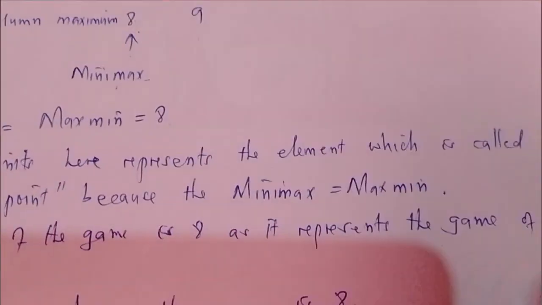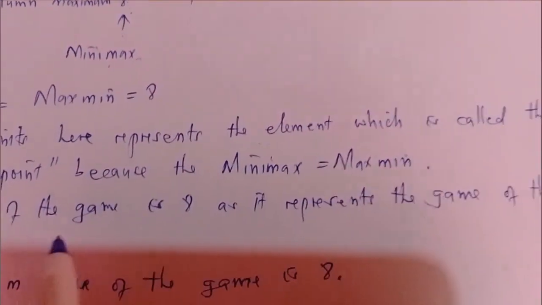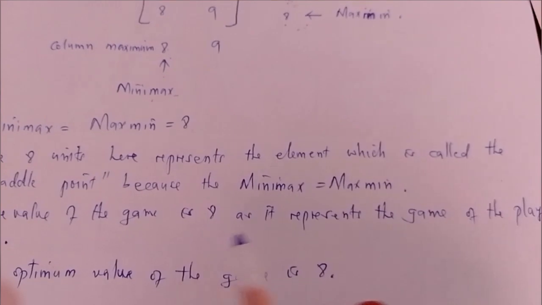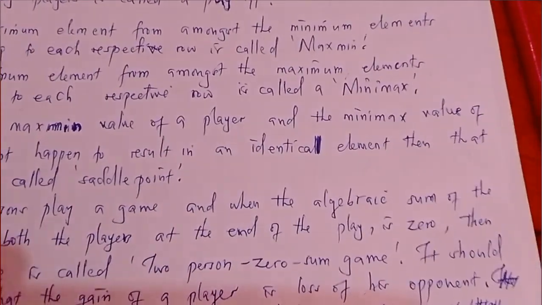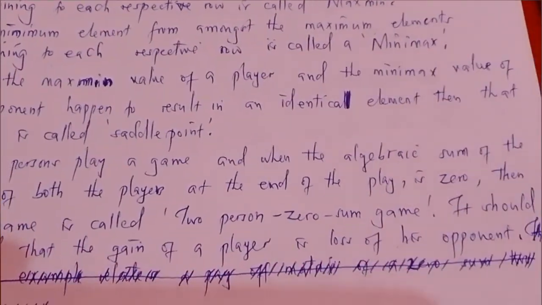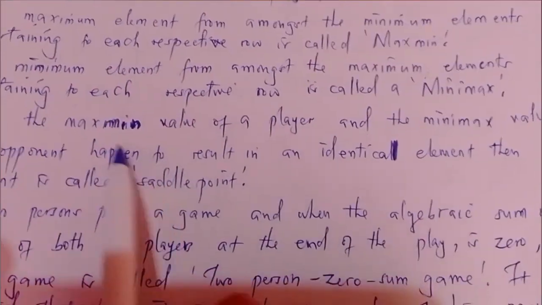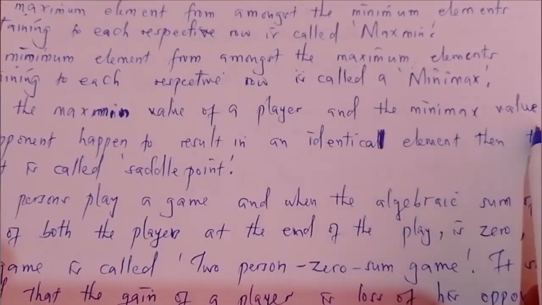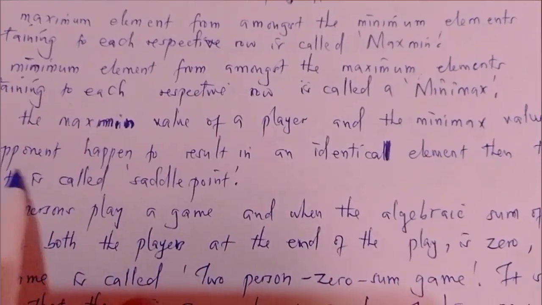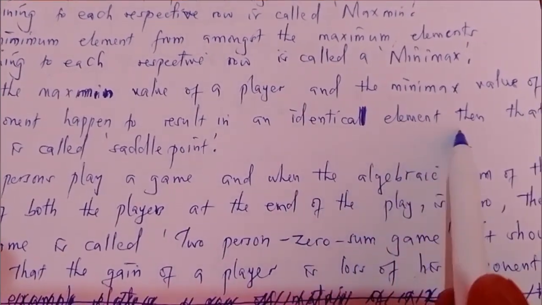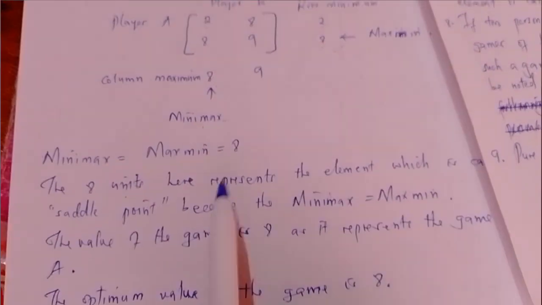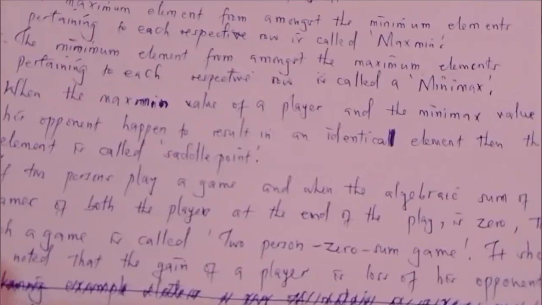The 8 units here represent the element which is called the saddle point, because the minimax is equal to the maximin. You can confirm from the preliminary details, where we talked about the saddle point, when the maximin value of a player and the minimax value of his opponent happen to result in an identical element, and the identical element in this case is 8.